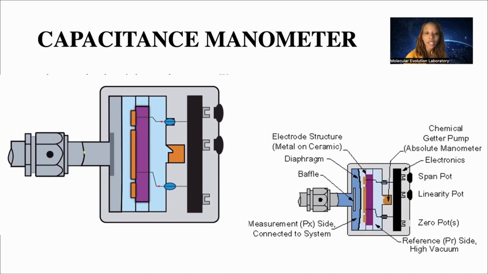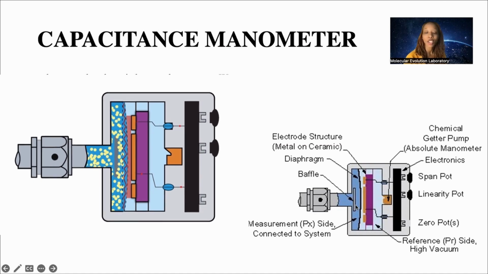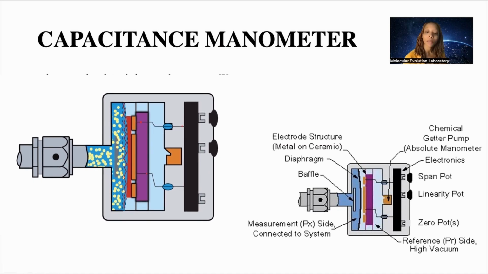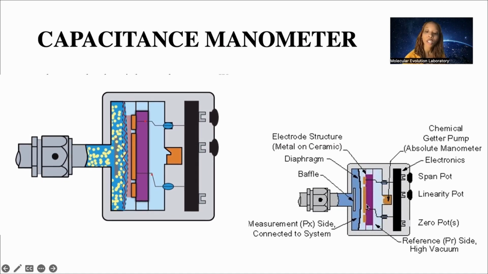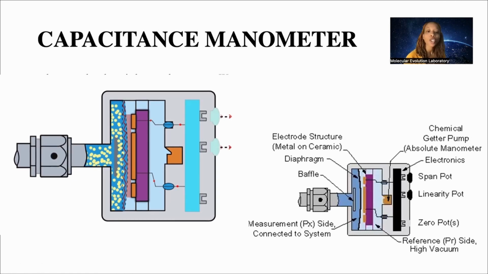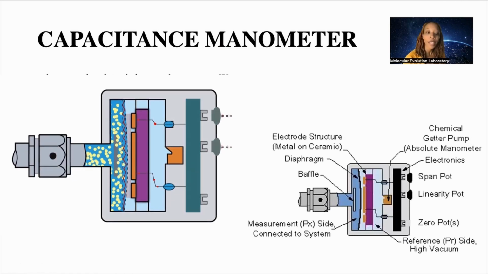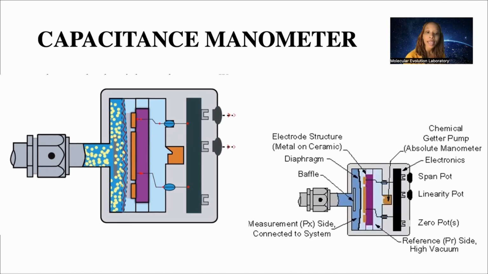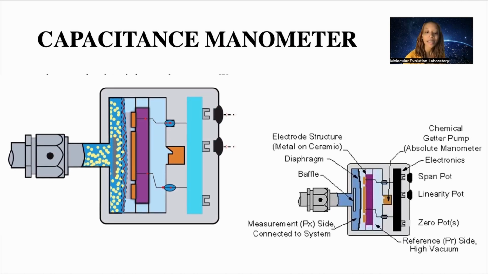We connect the sensor so that one side of the diaphragm is exposed to the gas whose pressure we want to measure, and the other side is exposed to the sensor. The pressure of the gas produces a force on the diaphragm, causing it to bend towards the second fixed plate of the capacitor. This in turn changes the capacitance of the device.